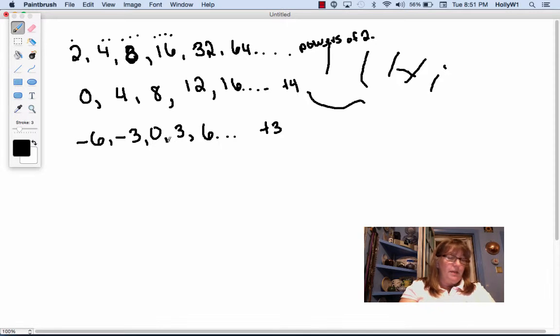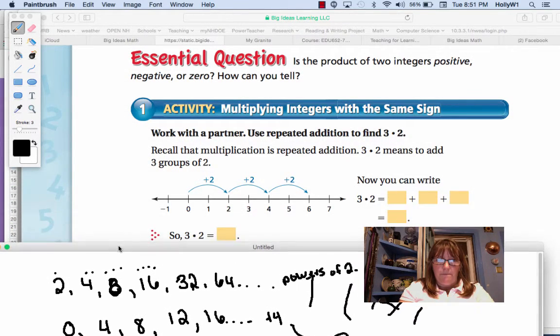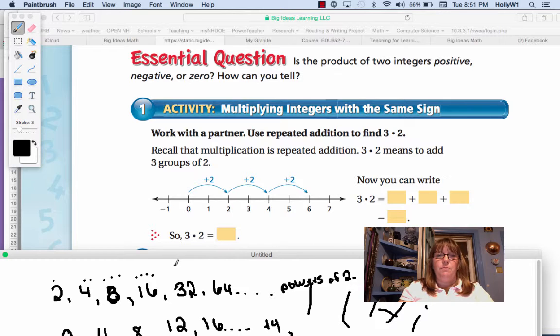Okay, so let's talk about the activities in your recorded practice journal. We're going to start off with activity 1. Activity 1 is working with a partner. You're going to use repeated addition, so that's what we were doing down here, to find 3 times 2.